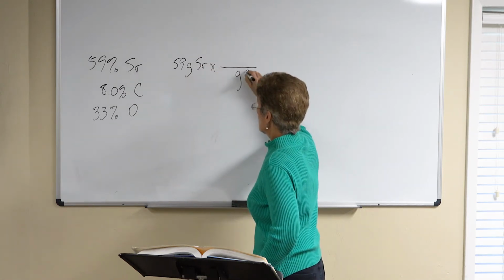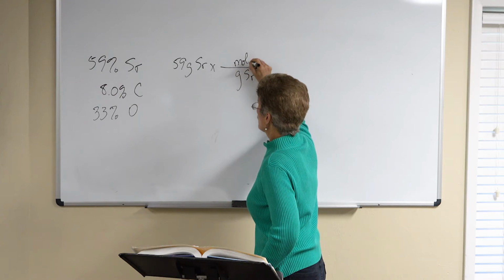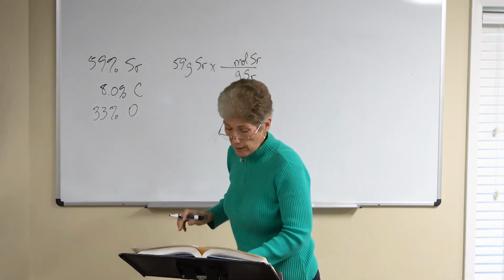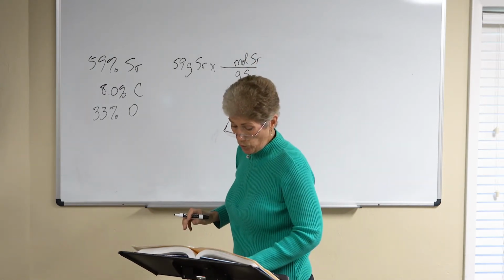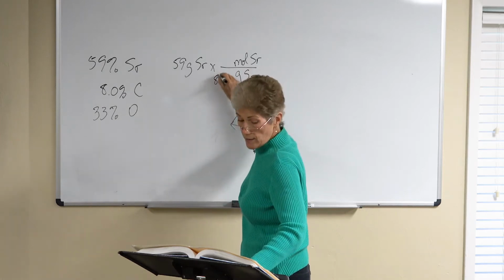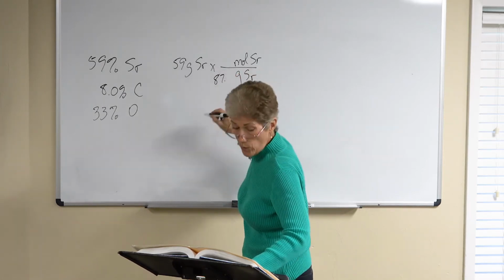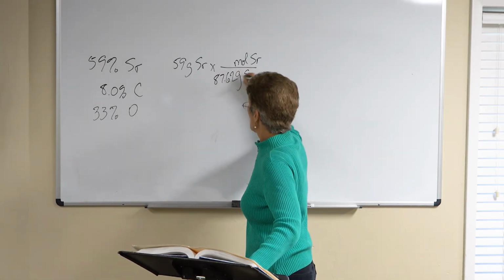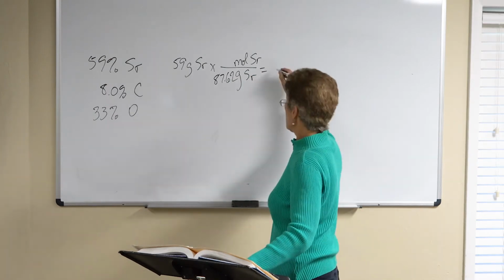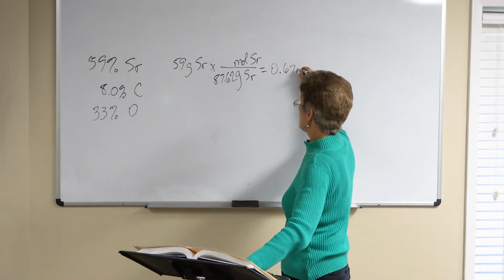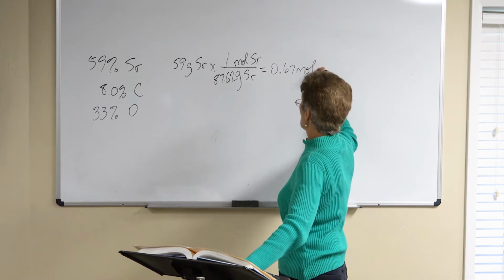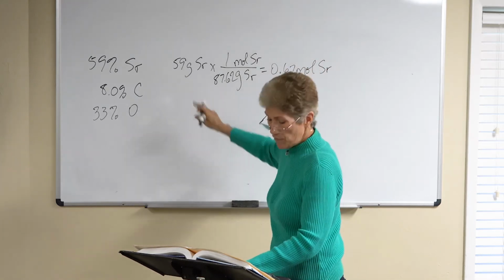Times line, grams of strontium, moles of strontium. I think I've told you in class, if all else fails, go to the moles. Strontium weighs, its mass is 87.62. So when you do this, you end up getting 0.67 moles of strontium, 2 significant figures.